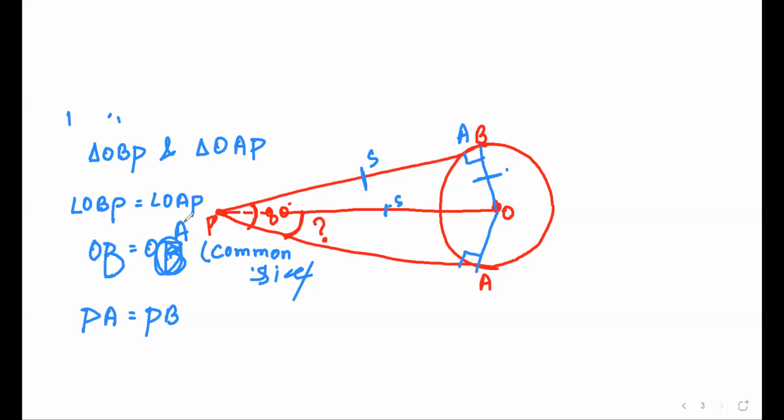Can you see it? Do you know the concept of congruency?